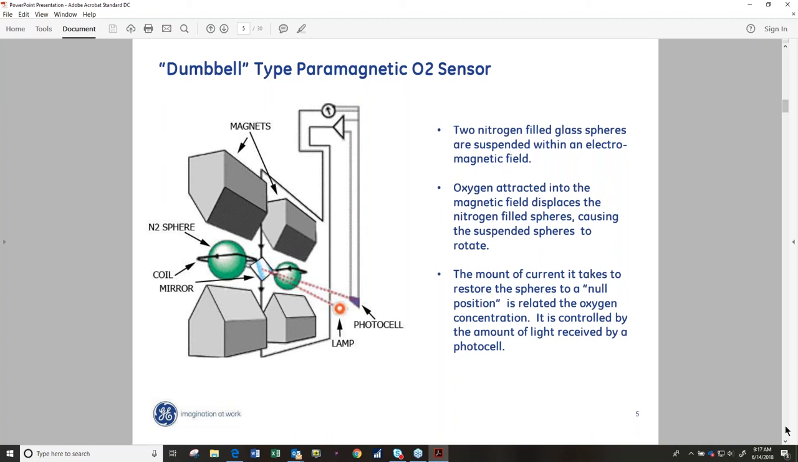The spheres are on a very thin wired fulcrum, and this unit can be subject to vibration and shock, whereas the thermal magnetic system has no moving parts, and oftentimes it's a very stable system for industrial applications. We can go to the next slide.